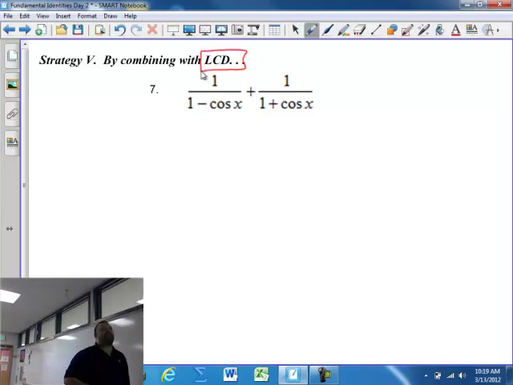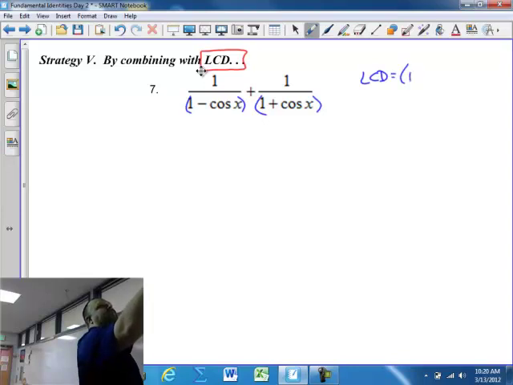In order to add fractions, we need a least common denominator. So, how are we going to find that? Well, we have a 1 minus cosine of x, and when you have a plus or a minus, those need to be grouped together as a factor by themselves. So you have 1 minus cosine of x as a factor, and 1 plus cosine of x as a factor. They don't go into each other, so we have to use both of those factors. So how about 1 minus cosine of x times 1 plus cosine of x?